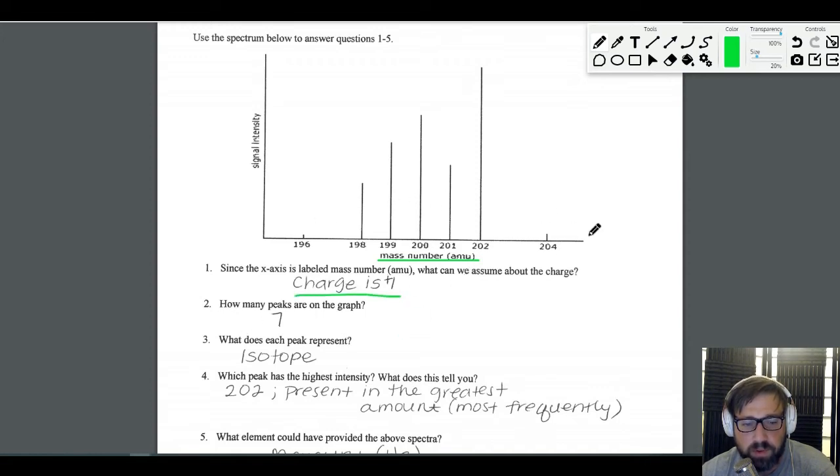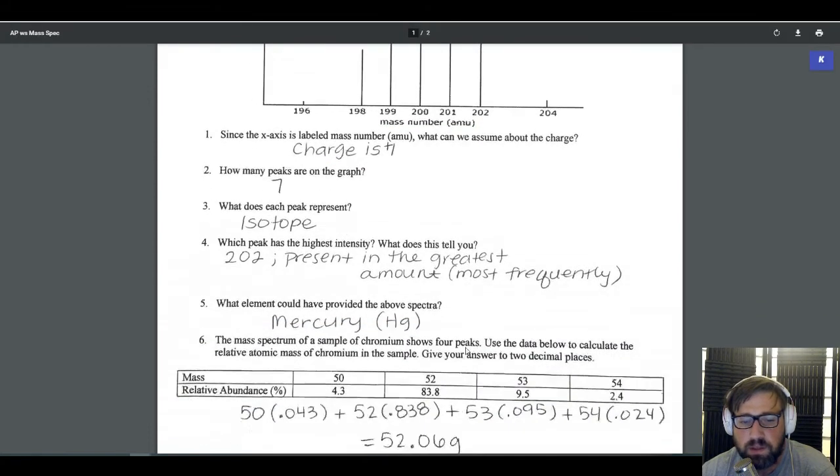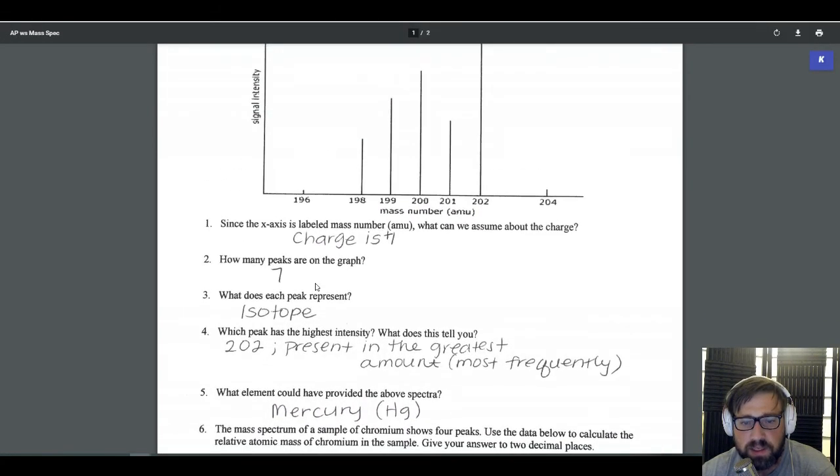How many peaks in the graph? 1, 2, 3, 4. Each peak represents an isotope. Highest intensity is 202. All of this is good. What element could this possibly be?